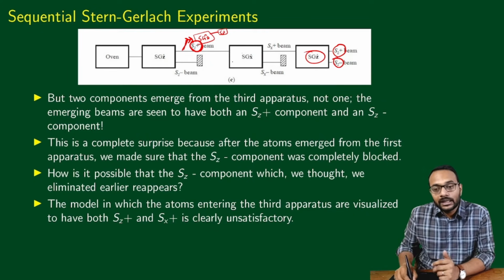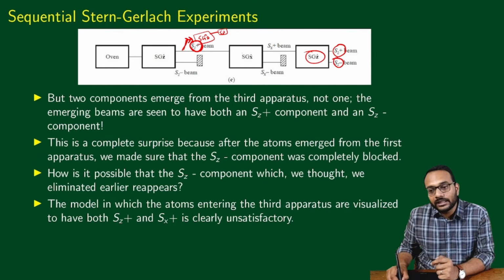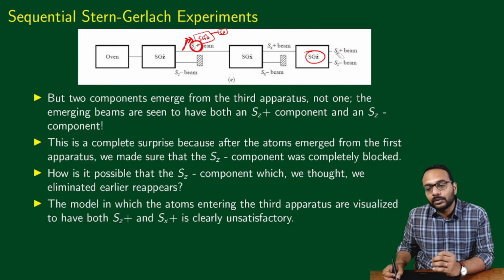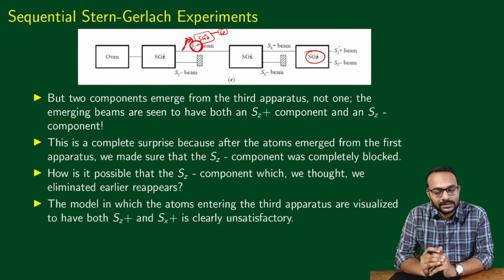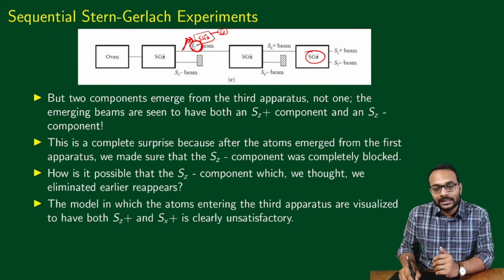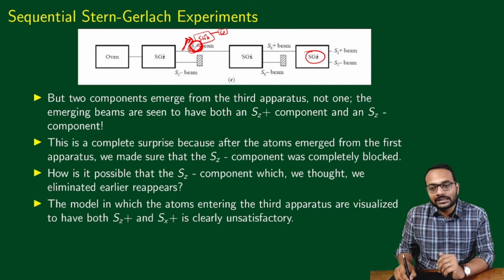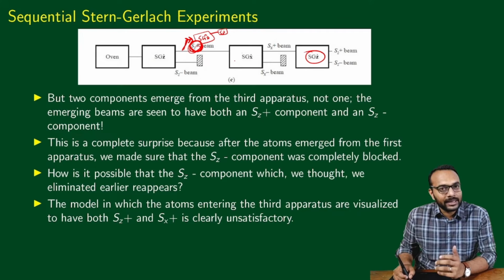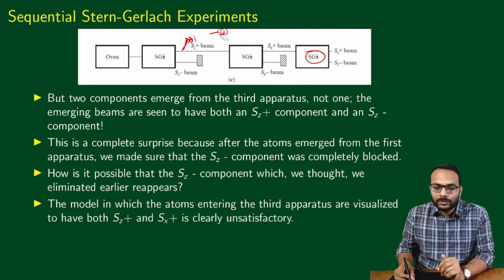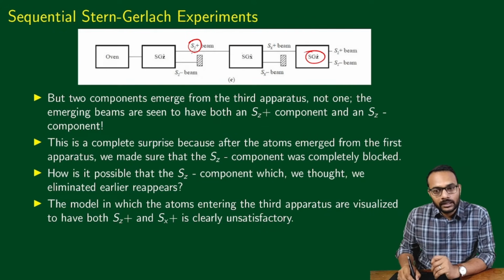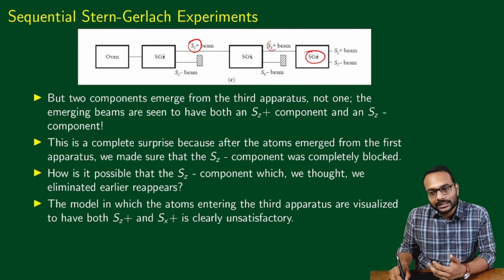How do we know this? After passing through SGX hat, if you feed it into an SGZ hat, you see that it has both Sz plus and Sz minus components. This is how we know that this particular information is destroyed once it passes through the SGX hat apparatus. So from here we see that if the beam has a definite value for Sz plus, the x component of spin is completely uncertain. It could be either Sx plus or Sx minus.